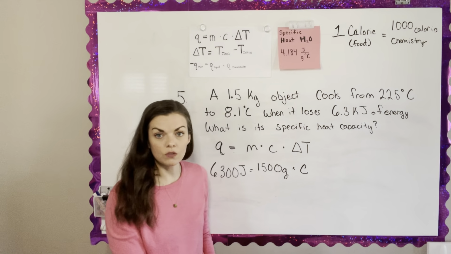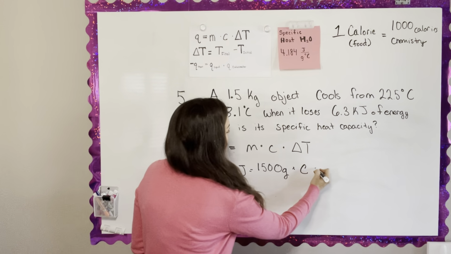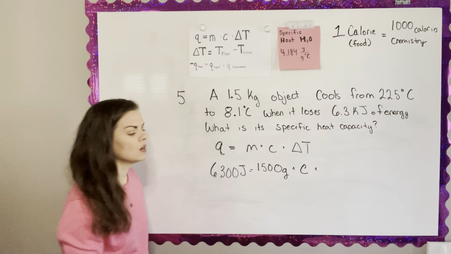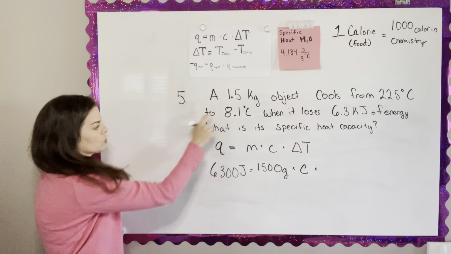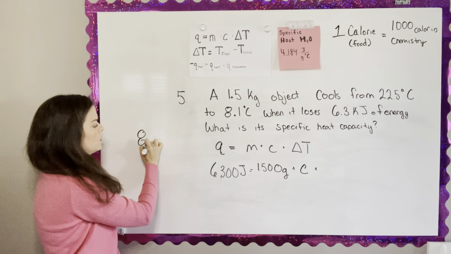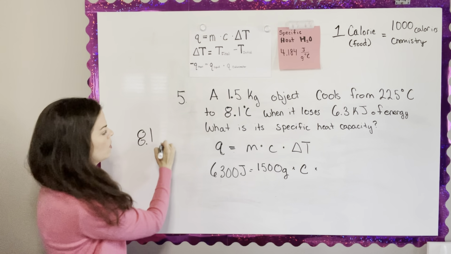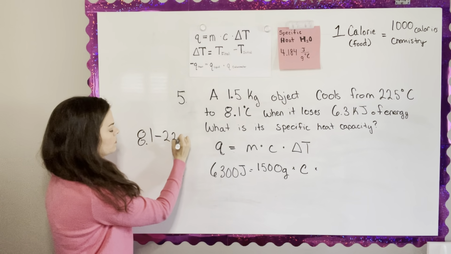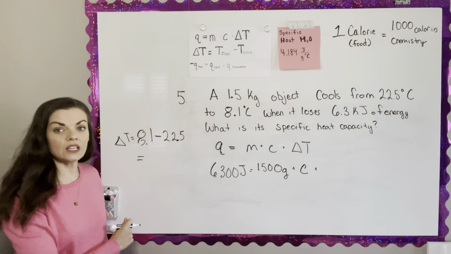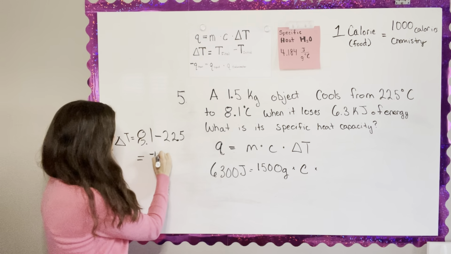C, I'm looking for, so I do not know it. And then delta T can be easily calculated. So it is the final temperature, which is 8.1, minus the initial, which is 22.5. You actually are going to get a negative for this.